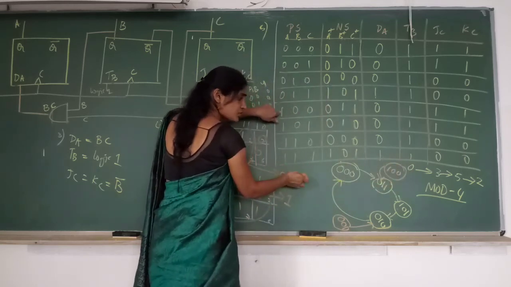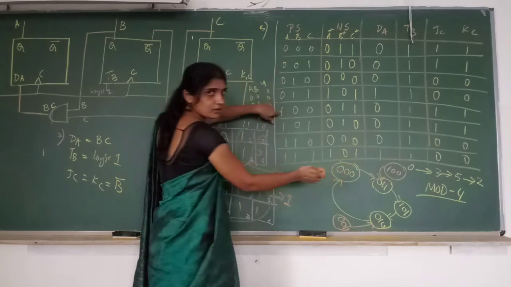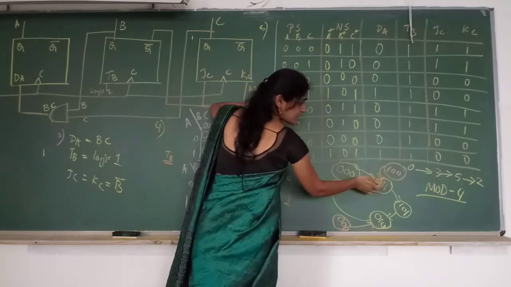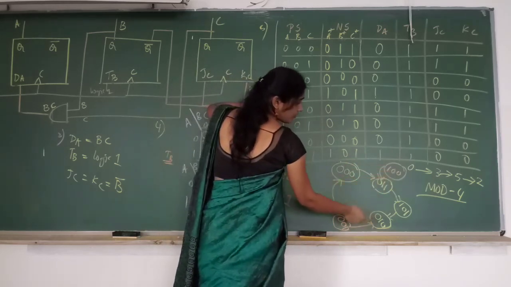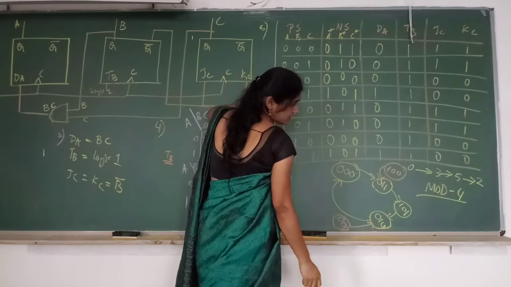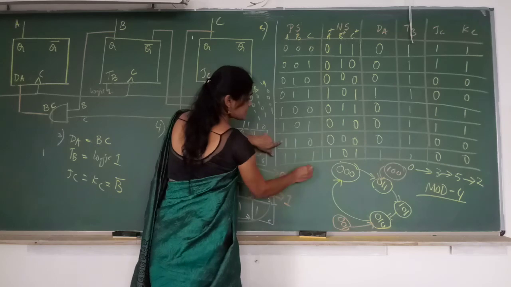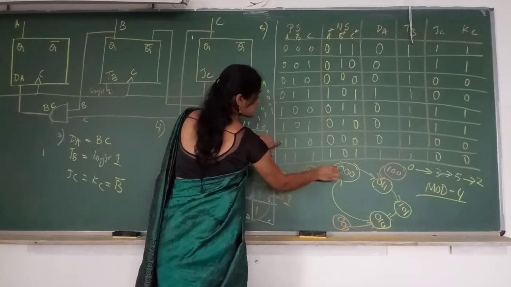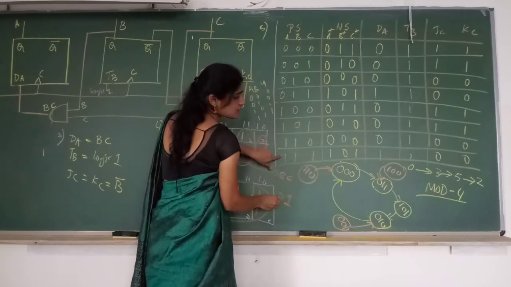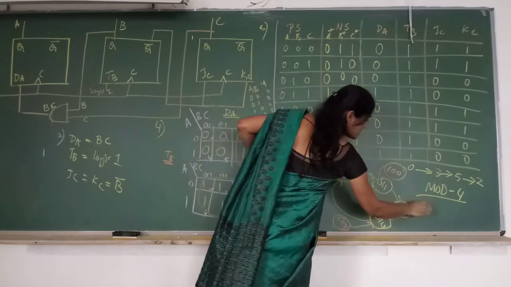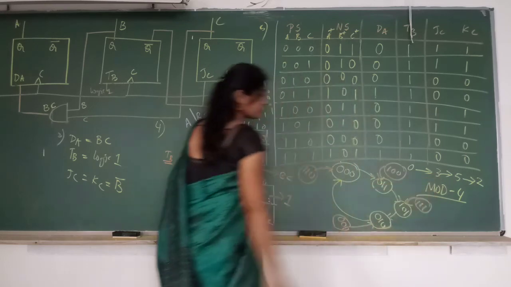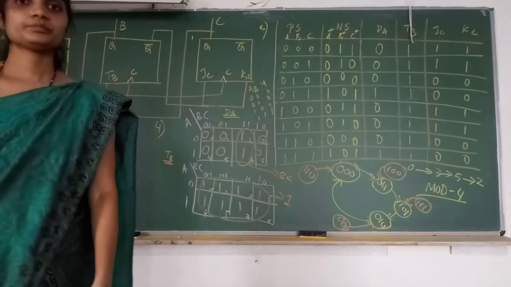You can write 1 0 0 here. From here you can take the arrow mark, but it is better we write it near the next state. So 0, 1, 2, 3, 4, 5, 6. If 6 is the present state, the next state is 0. If 7 is the present state, the next state is 5. So this is going to be the state diagram.